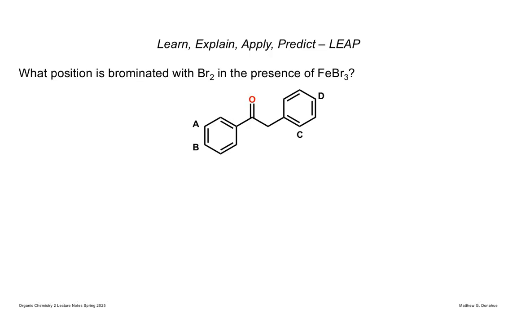So here is a situation for you. You have a molecule with two benzene rings, and we want to brominate it with Br2 and iron tribromide. At what position, A, B, C, or D, is the bromine going to go?